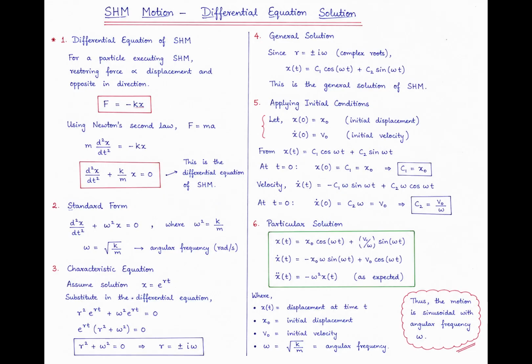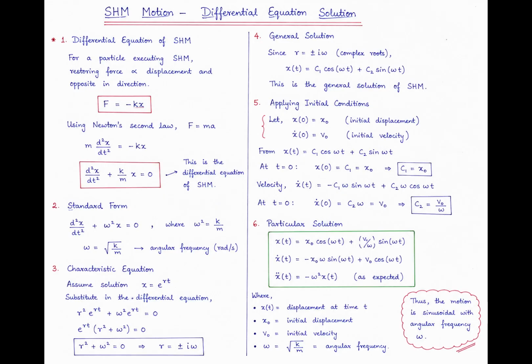position and always acts toward the equilibrium point. For a spring mass system, this restoring force is described by Hooke's law, which states that the force is proportional to the displacement and opposite in direction. By combining Hooke's law with Newton's second law of motion, the fundamental differential equation of SHM is obtained.